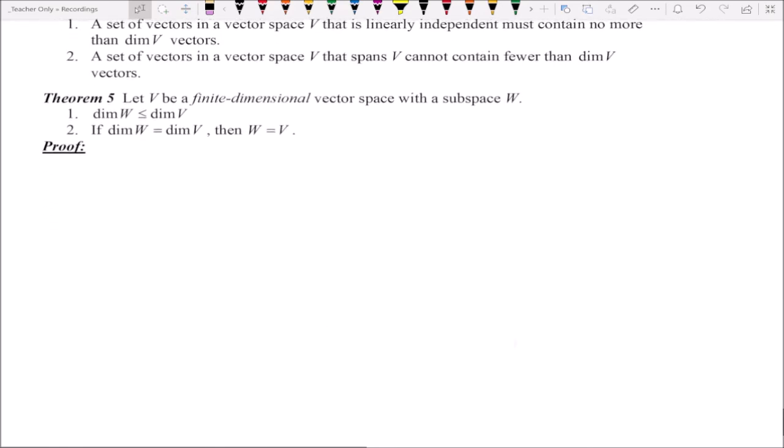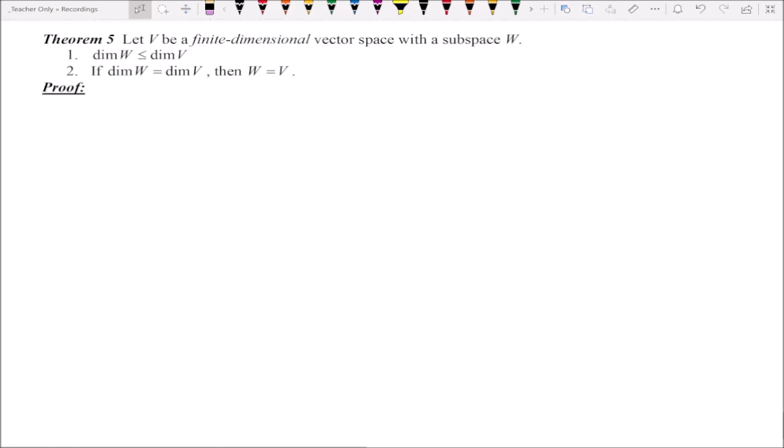All right, so let's conclude by looking at Theorem 5, which states: let V be a finite dimensional vector space with a subspace W. So this is important. This only holds for finite dimensional vector spaces. First, the dimension of W is less than or equal to the dimension of V. And secondly, if the dimension of W is the dimension of V, then W and V are the same.